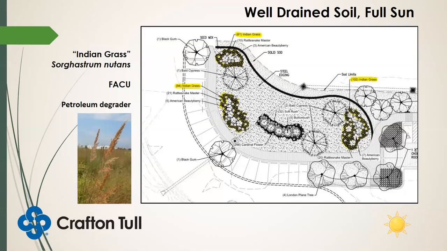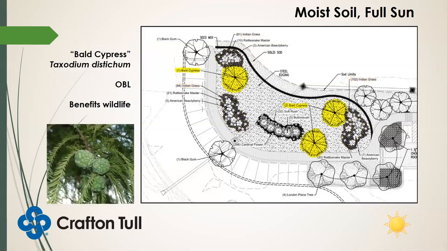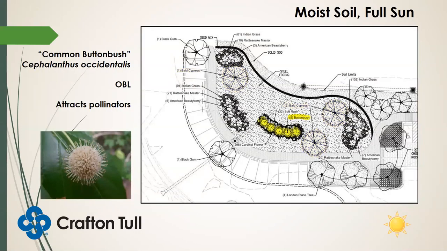Bald cypress, here's an obligate wetland plant, very beneficial to wildlife. If you've ever been to any of the swamps around here, you've probably seen plenty of bald cypress. Common buttonbush, another obligate wetland plant, and another great plant for attracting pollinators. Has a very pretty white flower. Almost looks like a coronavirus if you look at it, but it is a very beautiful flower. Also, these will turn into some bright red fruits later in the summer.